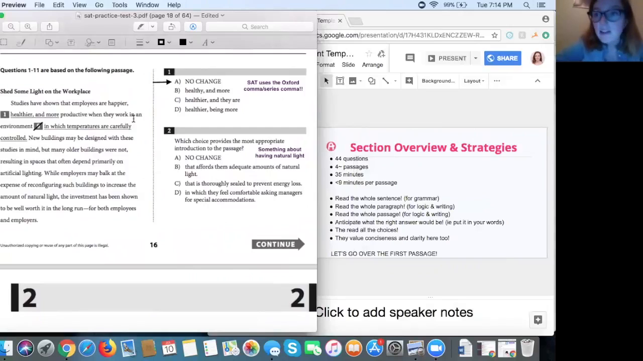The SAT loves the Oxford comma because, of course, they do. As a true believer in the Oxford comma myself, I am delighted by this. So studies have shown that employees are happier, healthier, and more productive when they work in an environment, blah, blah, blah, blah, blah. Because we have the comma after both happier and healthier before our third item, more productive, it is perfectly good as it is.